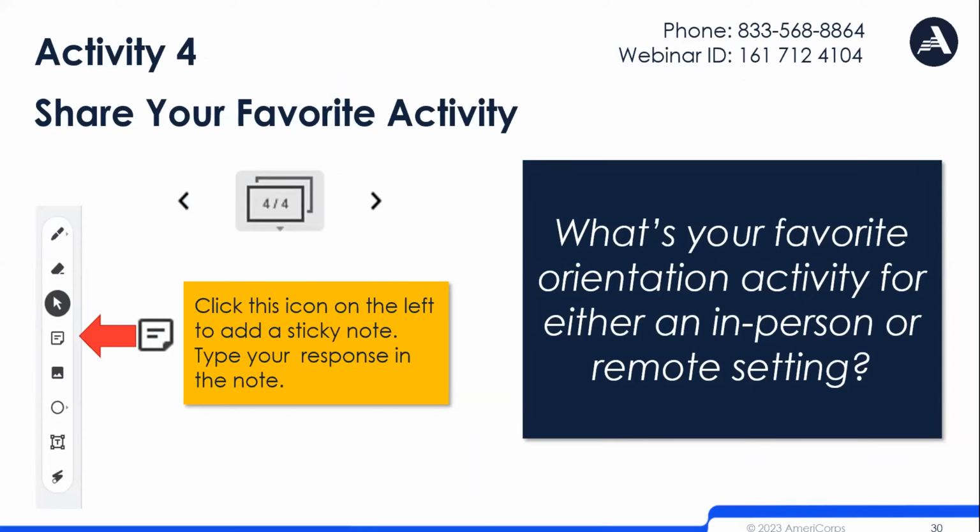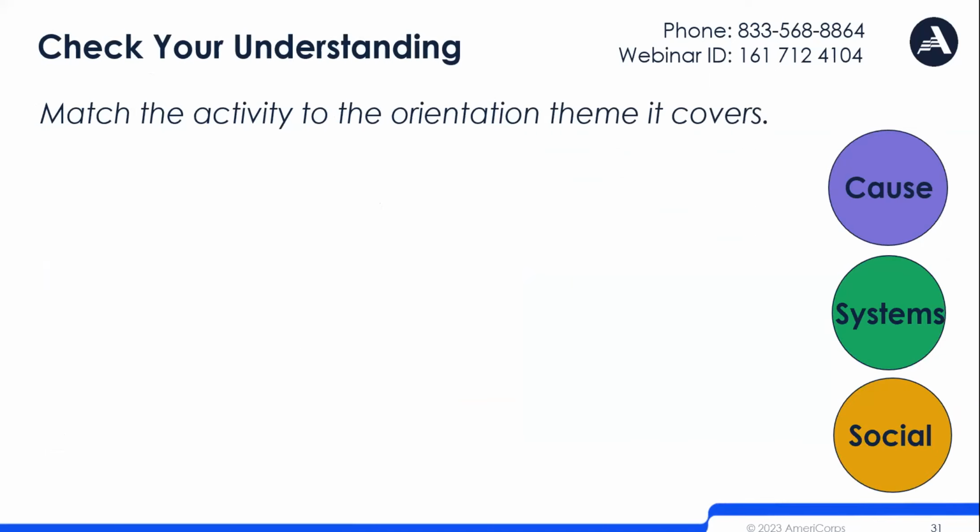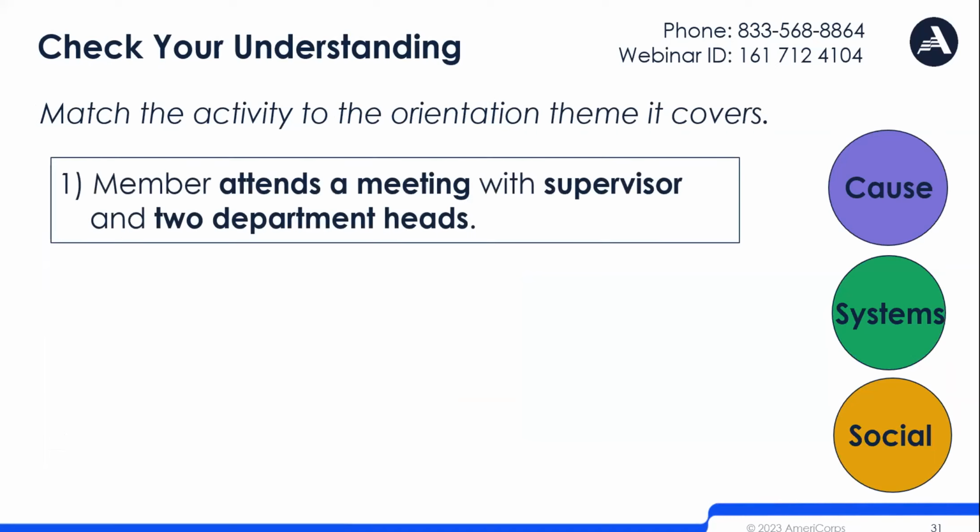Thank you, Andy. We're going to take a minute now to see how well you followed along with today's presentation. You'll see a poll pop up in just a second with 3 sample orientation activities. For each of these activities, we want you to match the theme it covers: cause, systems, or social. Select one answer for each activity and click Submit. The first activity is: a new member attends a meeting with their supervisor and the heads of 2 departments that focus on providing services to the community.